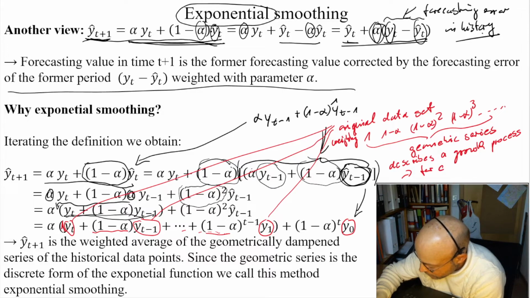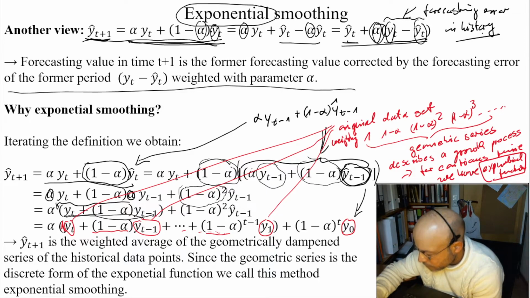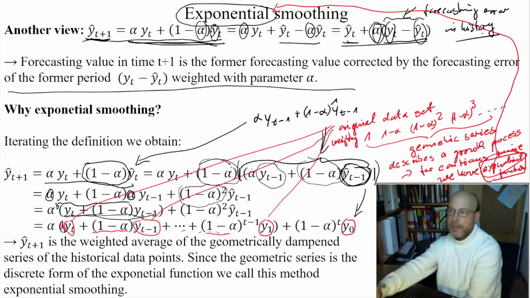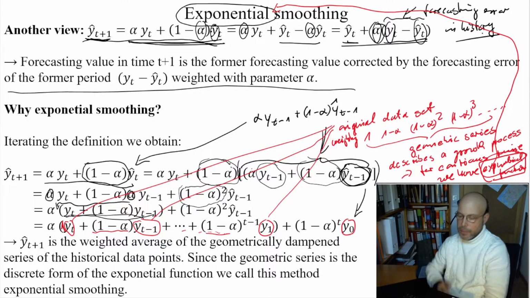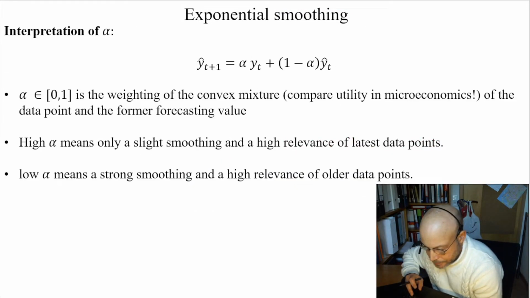For continuous time, we have the exponential function, and from this we have the name of our method, which we call exponential smoothing. Of course, I wrote it down here for you also. So this is a widely used method for forecasting your data.